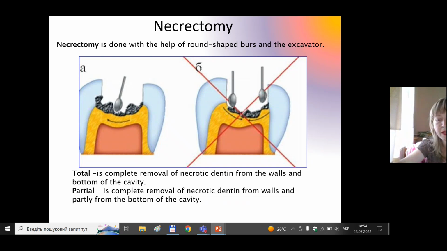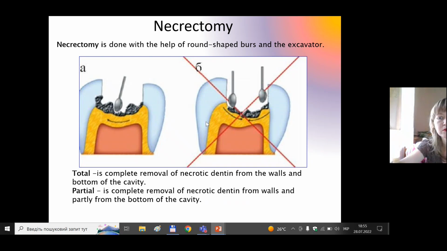So partial necroectomy is permitted in a case of deep tooth decay, if there is a possibility of pulp exposure. Total necroectomy is the most essential and the most desired technique to be done in tooth cavity preparation.